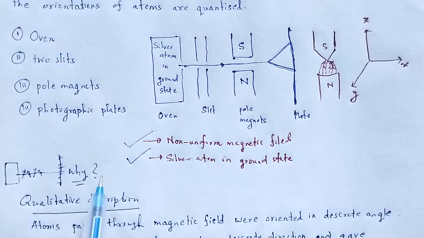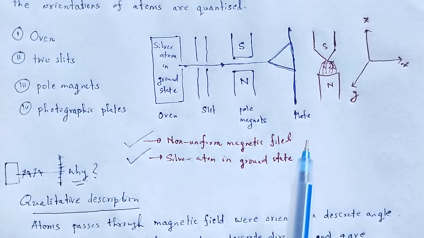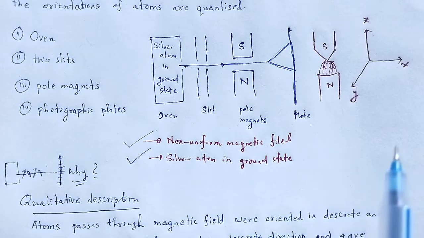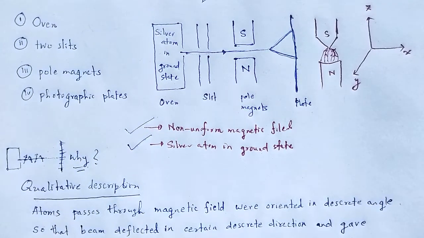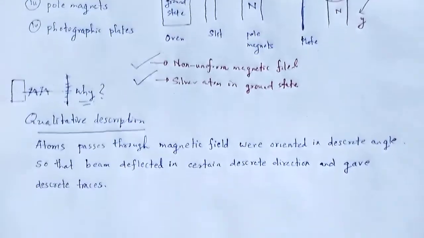Why are two traces found, and why are these two traces symmetric in nature, with no such trace at the middle point? Okay, let us discuss it.